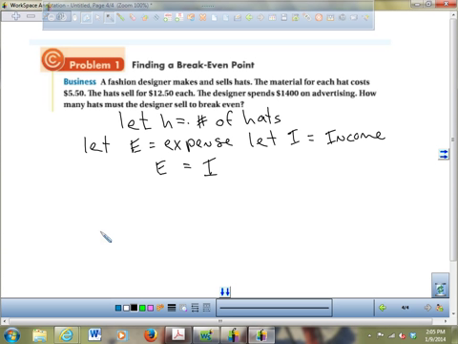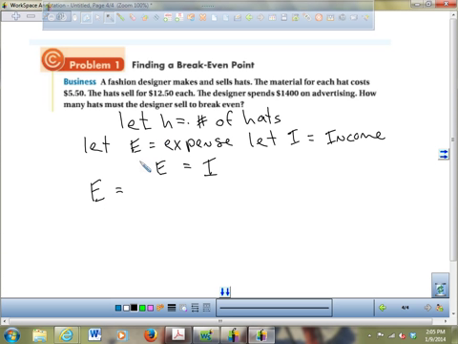Okay? So in other words, you're making hats, right? It costs you $4.50 for each hat, but you take in $12.50 from each hat, right? So at some point, you're going to make more money than you're spending, or you're going to make it, and you're going to break even. So that's what they're trying to do, and what you're trying to figure out is when is E going to be equal to I. So first, let's set up an equation for E. Okay?